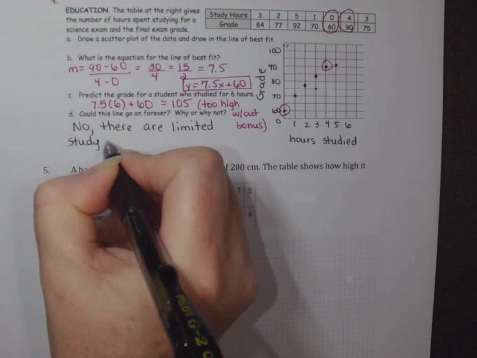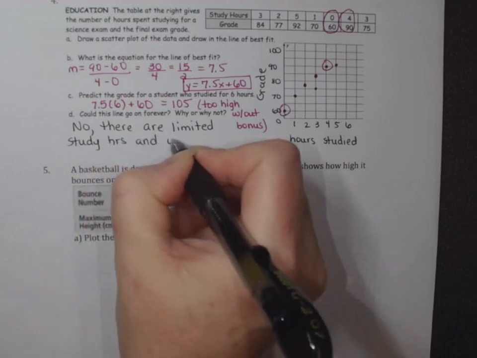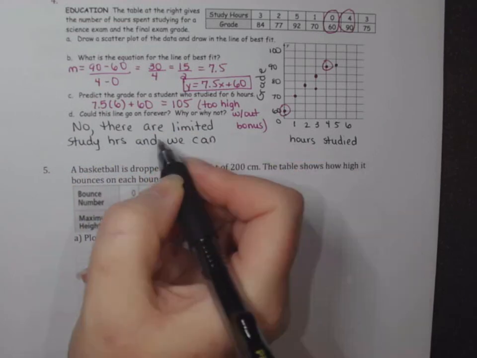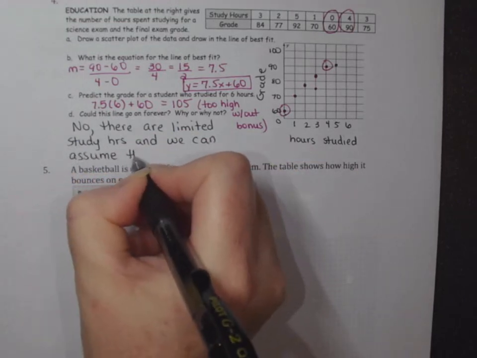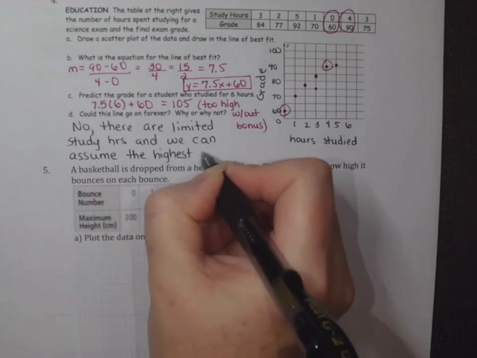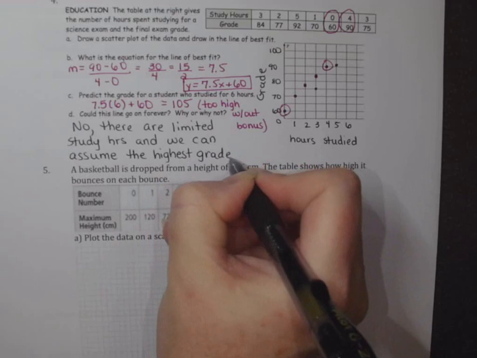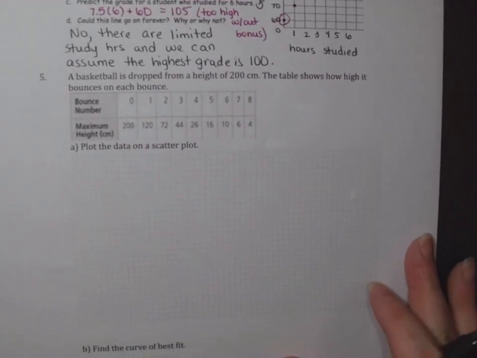We know that from personal experience, right? And also we can probably assume that the highest grade is 100. In other words, even if there are bonus points, the teacher's not going to continue to let you make a 200 on the test, right? Like that's not a thing in most tests.